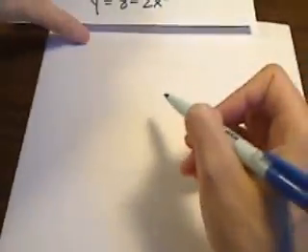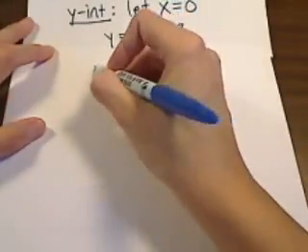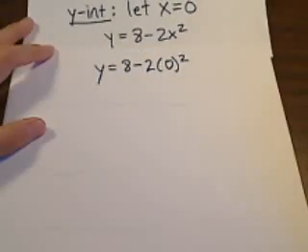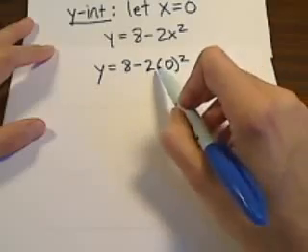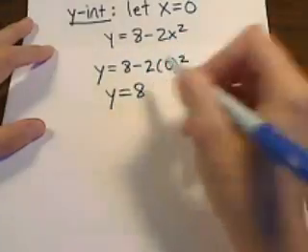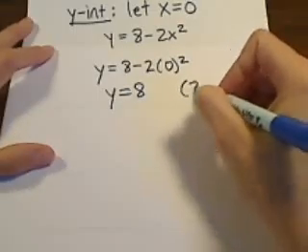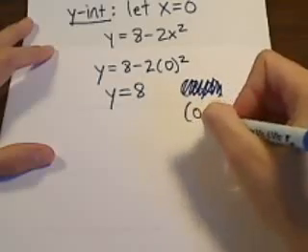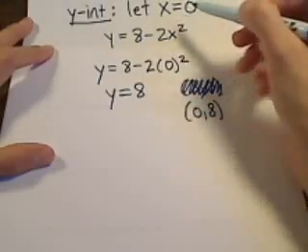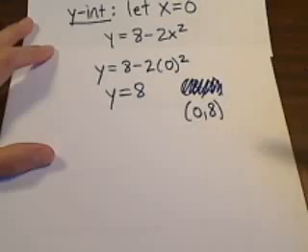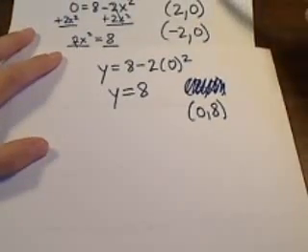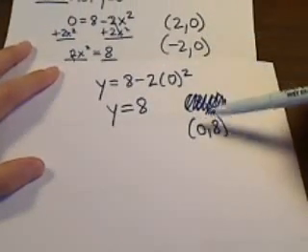And this is going to look like y equals 8 minus 2 times 0 squared. Okay, and obviously 0 squared is 0, times 2 is 0, so we end up with y equals 8. So that gives us the ordered pair point 0, 8. And that is our y-intercept. So x being 0 and the y being 8. Okay, so we actually have 3 points now on this graph. We've got the two x-intercepts and the y-intercept.